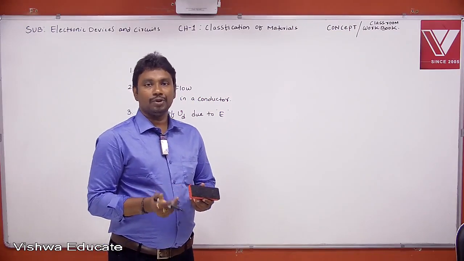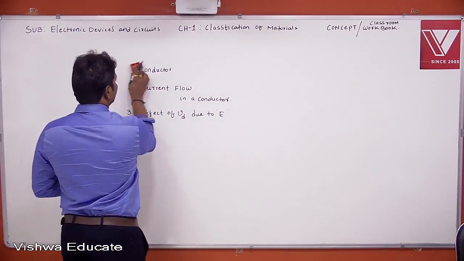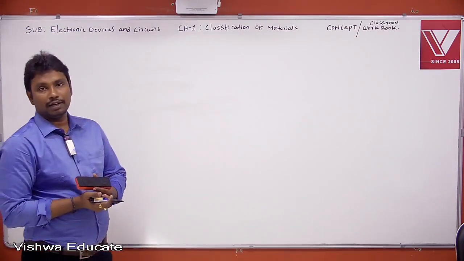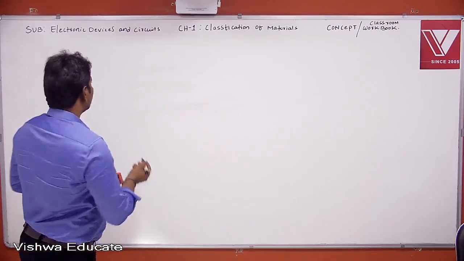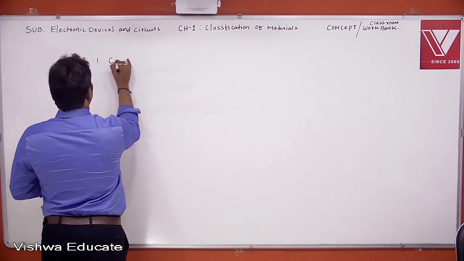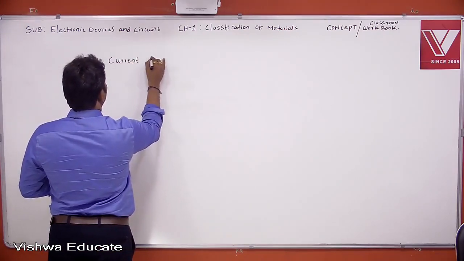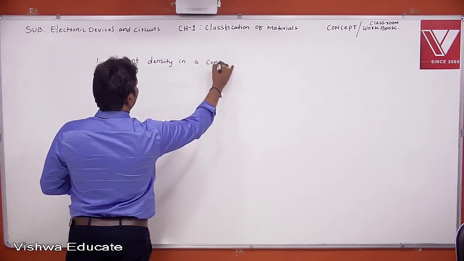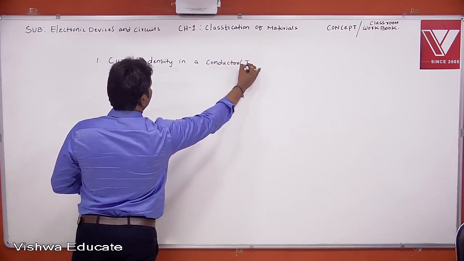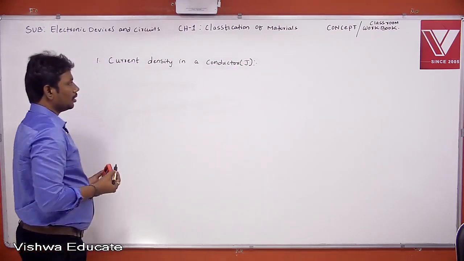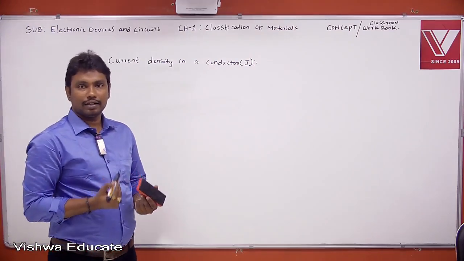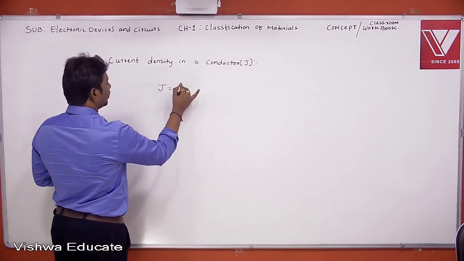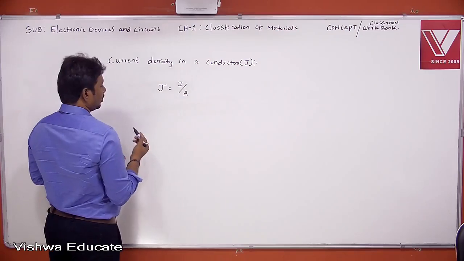In this class, I am going to cover current density in a conductor, that is J. So before calculating the current density in a conductor, first I can define what is current density. Current density is nothing but current per unit area, right?